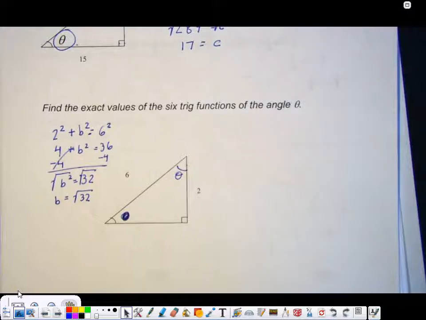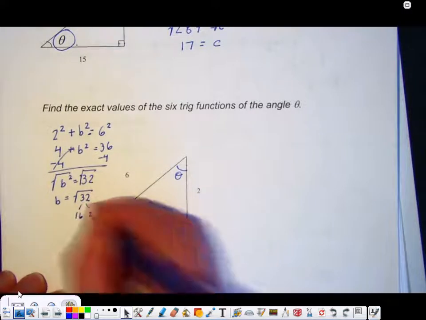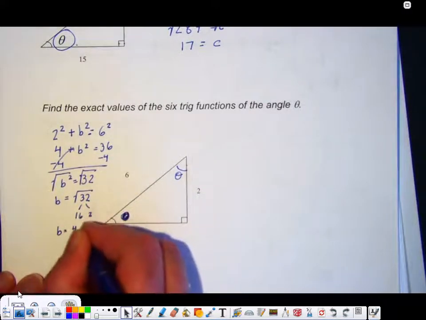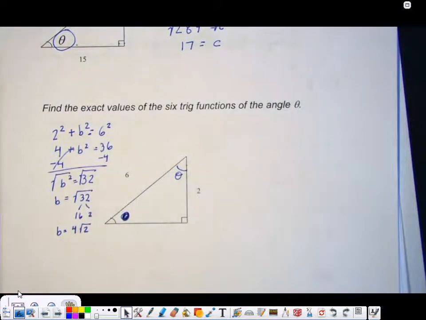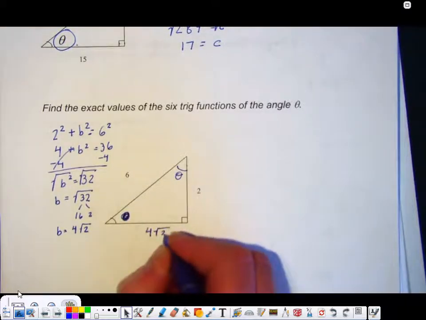And let's break down 32. Can you think of two numbers that multiply to give you 32? I want you to think really carefully, and I want you to think of the biggest perfect square that'll go into 32. 16 is good. Thank you, Dylan. So 16 times 2. The square root of 16 is 4, and the square root of 2 we can't do anything perfect with, so we'll leave it like that. So this would be 4 square roots of 2.